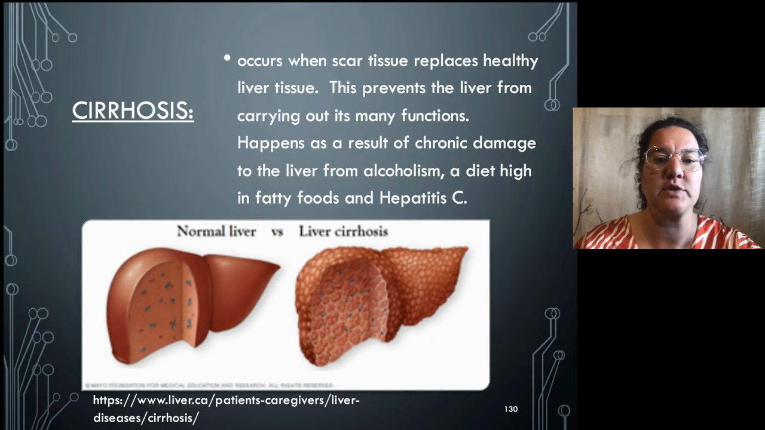Cirrhosis of the liver occurs when scar tissue is replacing healthy liver tissue, and this prevents the liver from carrying out its normal functions. So this can happen as chronic damage from alcoholism, a diet high in fatty foods, or way too much sugar if you have diabetes, as well as from hepatitis C. Because your liver can regenerate, this isn't always permanent, but it is a very serious condition.